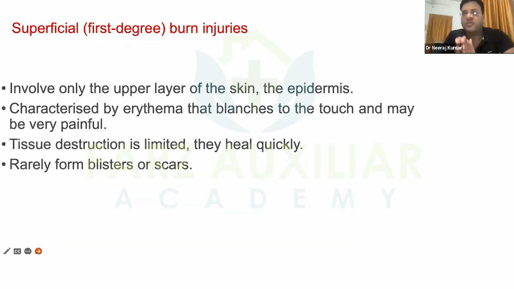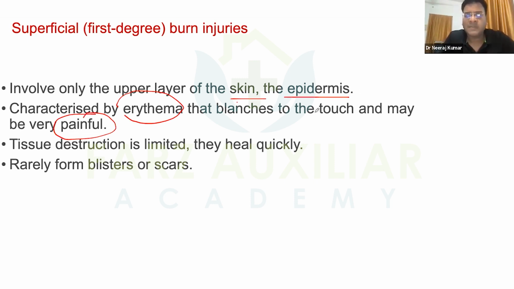Now coming to the parts of the burn. Again, it's a very, very important question because, in one liner, in EDIC Part 2, you might get a case scenario related to your superficial first degree burn injury, and they will test each part with case-based scenarios, whether it involves the upper layer of the skin, the epidermis. Yes, in superficial or first degree burn, the upper layer of the skin, the epidermis, gets affected. Here the patient will have erythema, and it is very, very painful. So these two things need to be remembered.